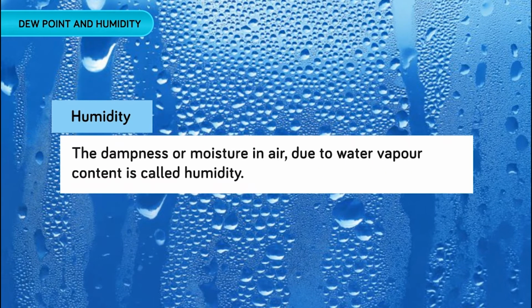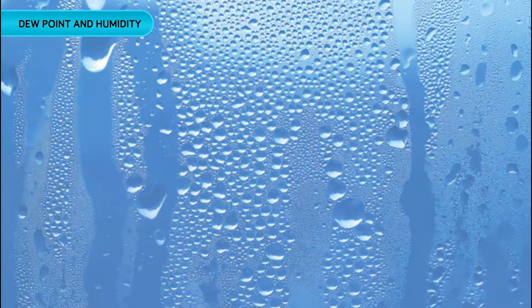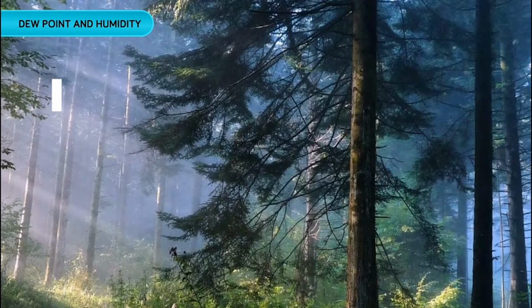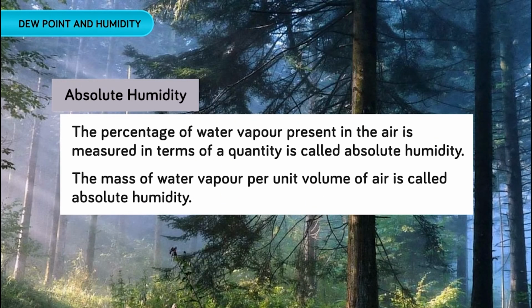Humidity. The dampness or moisture in air due to water vapor content is called humidity. Absolute humidity. The amount of water vapor present in the air, if measured in terms of quantity, is called absolute humidity. The mass of water vapor per unit volume of air is called absolute humidity.